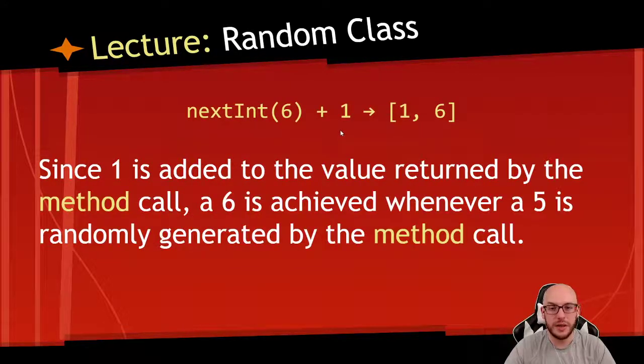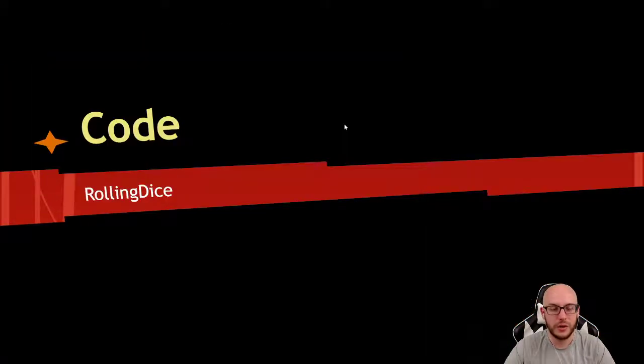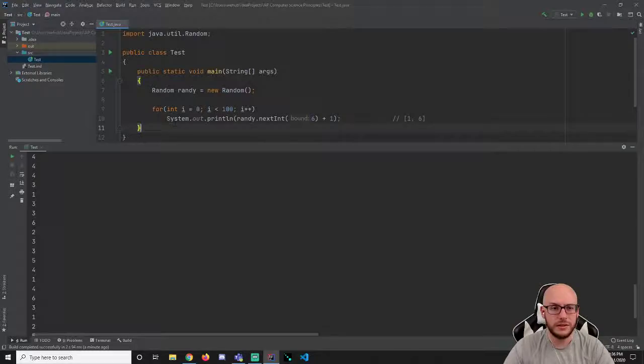Since 1 is added to the value returned by the method call, a 6 is achieved whenever a 5 is randomly generated by the method call. Likewise, if a 0 is random in the method call, it will become a 1. We're not going to create this rolling dice program because we basically did it, right? This is how you would go about randoming a dice. It's important to note number of possibilities, and then a shifting is applied to the result. That's going to be it for this one.